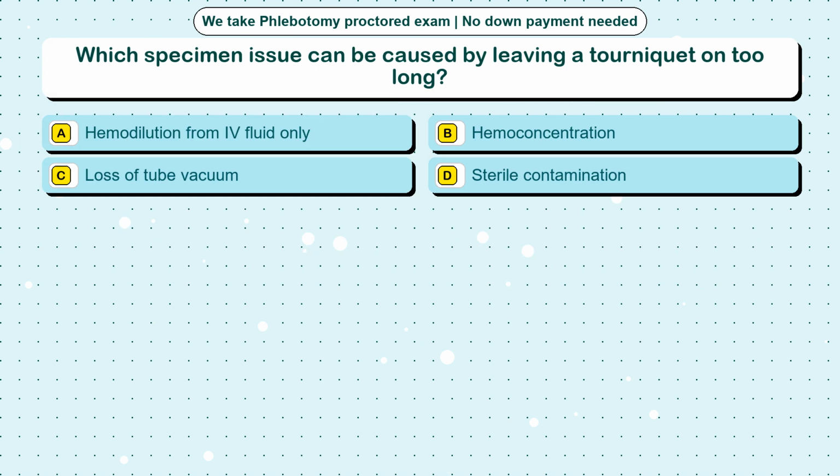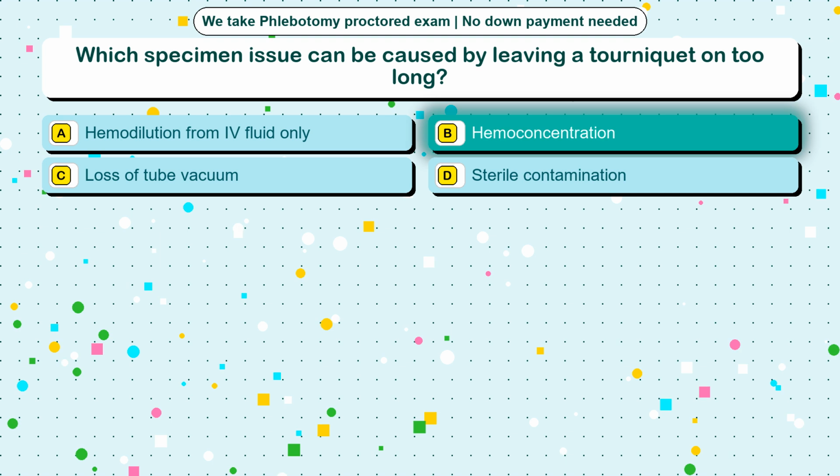Question 10. Which specimen issue can be caused by leaving a tourniquet on too long? Option A. Hemodilution from fluid only. Option B. Hemoconcentration. Option C. Loss of tube vacuum. Option D. Sterile contamination. The correct answer is option B.